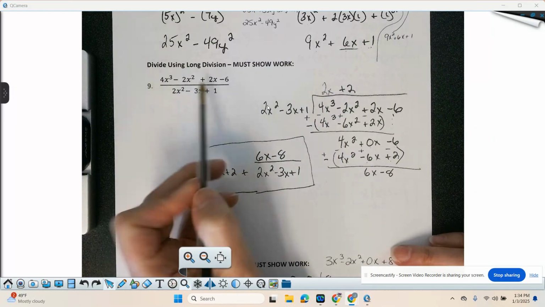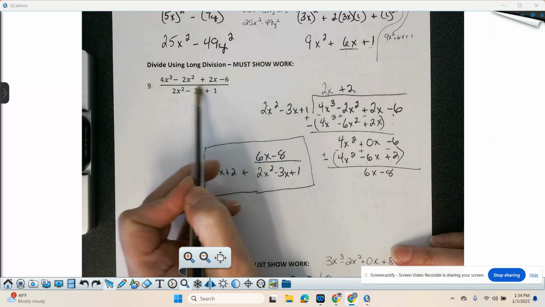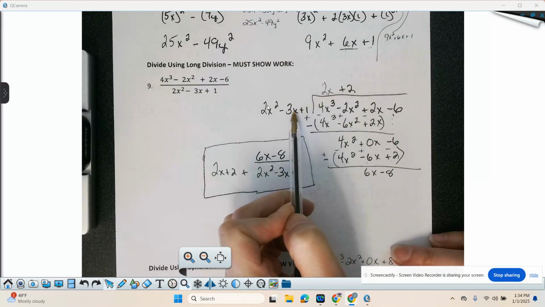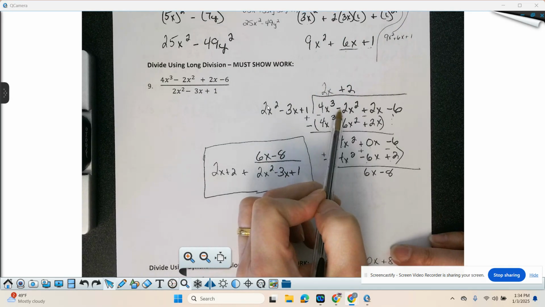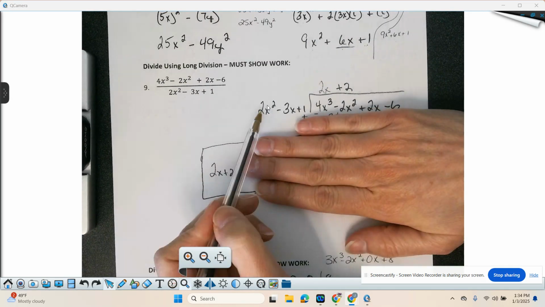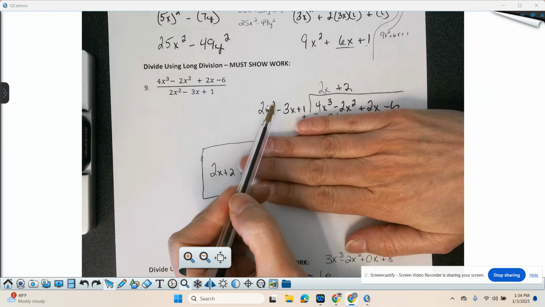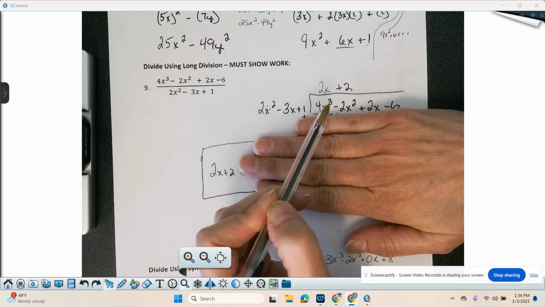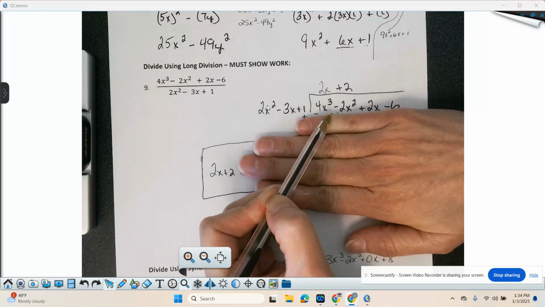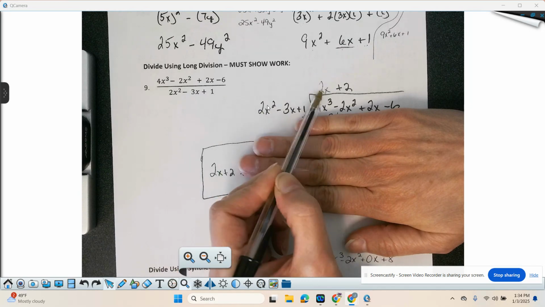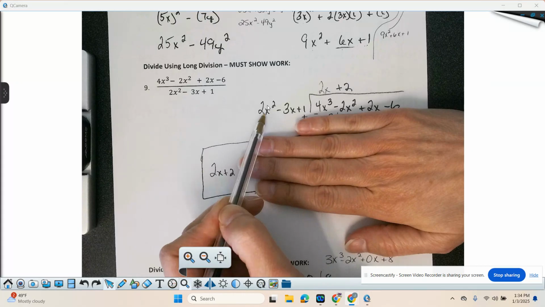So I don't need to put any placeholders in. Notice how this part right here is being divided by the 2x squared. So the 2x squared is what goes in front, and this is what goes under the box. So then we ask ourselves, okay, what do I have to multiply 2x squared by to get 4x cubed? Or what is 4x cubed divided by 2x squared? So either way you think about that, the 4 divided by 2 would be 2, and x cubed divided by x squared would be x.